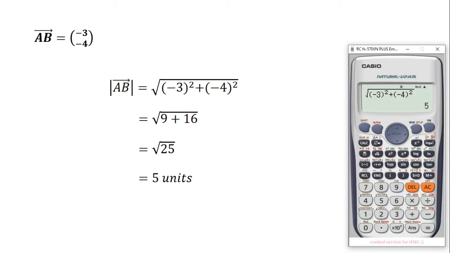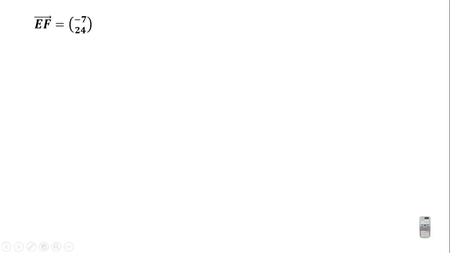Now look at something. If you remove the brackets and you just write it as square root of -3 squared plus -4 squared, you are going to have math error. You will not be able to get your answer. So whenever one of the values is a negative number, make sure that when squaring the negative number, you put the negative number in a bracket. Okay, let's look at the last question for this video.